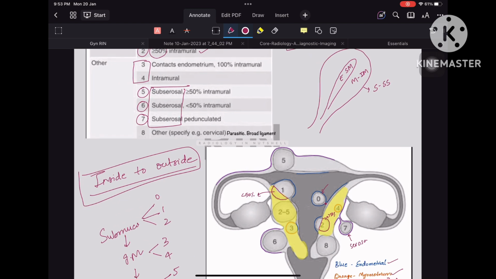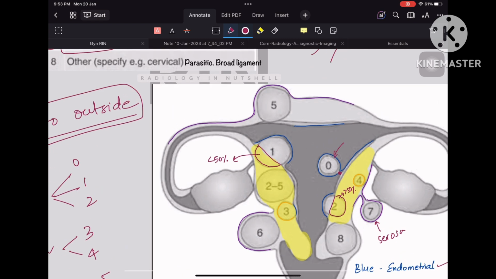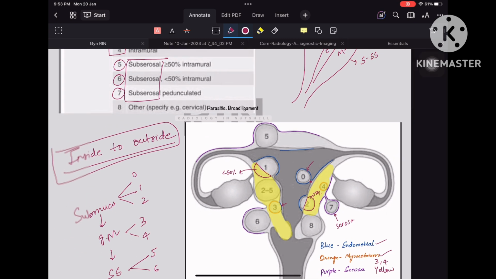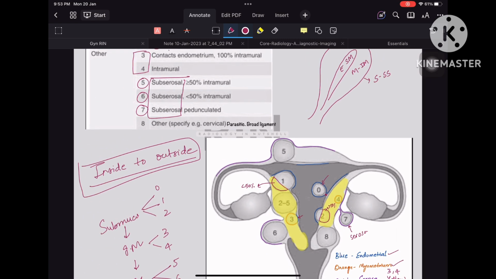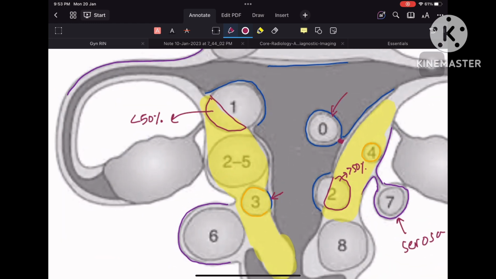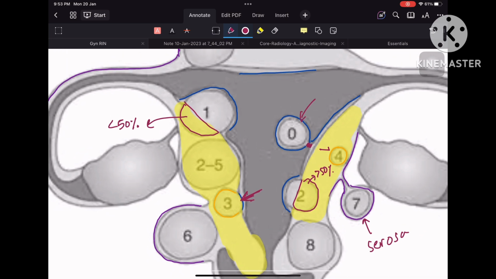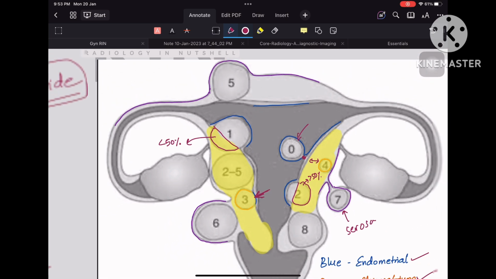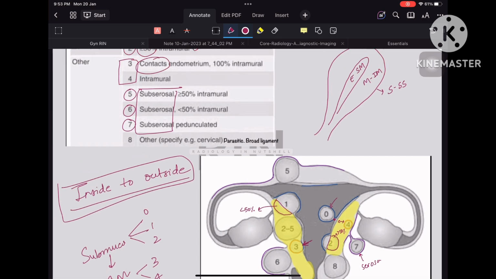The third one is in contact with the endometrium. That is, only a small portion of 3 is labeled blue there. So only that portion is in contact with endometrium. Rest is in the myometrium only. Whereas type 4, it is far away from the endometrium. So when you look at the digit 4 there, it is far away from the endometrium. So it is purely intramural.